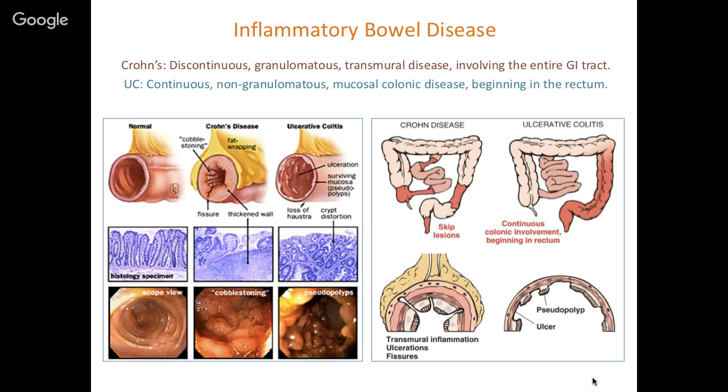Okay, there are some pictures which kind of explain what I just talked about. You can see with Crohn's disease, skip lesions and that transmural inflammation. As a result of that transmural inflammation, you're more likely to have fissures and perianal presentations as well. And ulcerative colitis generally starts at the rectum and works its way up the sigmoid and descending colon.